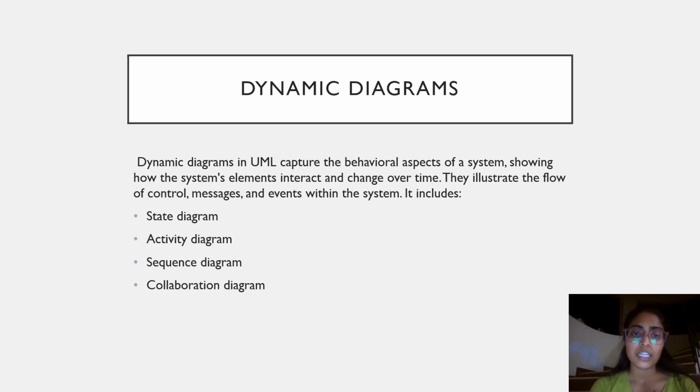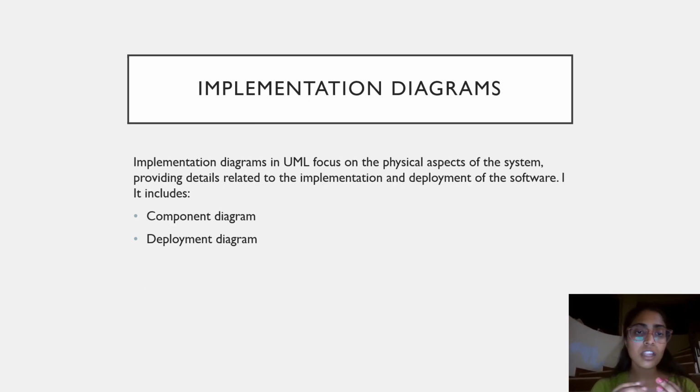Dynamic diagram. Dynamic diagram captures behavioral aspects of the system, showing how the system's elements interact and change over time. They illustrate the flow of control, messages, and events within the system. It includes state diagram, activity diagram, sequence diagram, and collaboration diagram. Implementation diagram. It focuses on physical aspects of the system, providing details related to the implementation and deployment of the software. It includes component diagram and deployment diagram.